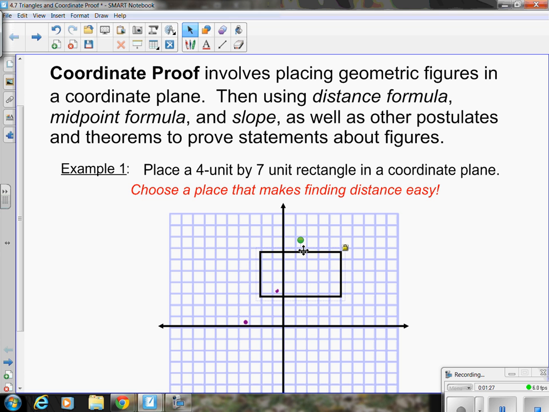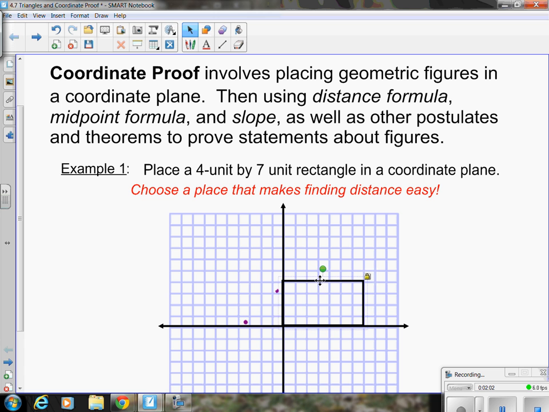It'd be a little bit more useful if I place it right on some lattice points. Where these blue lines intersect is called a lattice point. This is a little bit more useful, and this distance is not bad and that distance is not bad, but if I wanted to find a slope from here to here, or the distance between these two points, it's going to be a little bit better if I use the origin as one of my points.